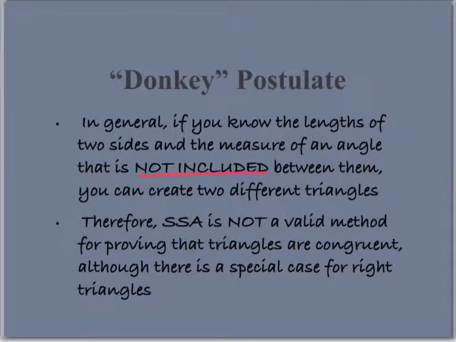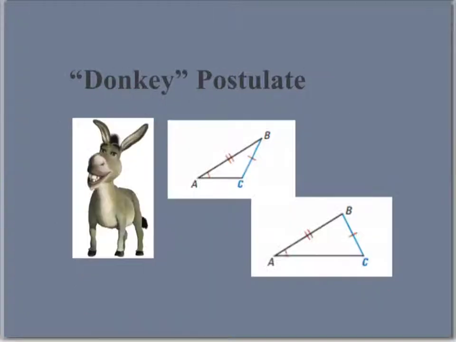Therefore, side-side-angle is not a valid method for proving that triangles are congruent. Although there is a special case, we'll talk about in a little bit, that applies just to right triangles. That's the only time it applies. So generally, it does not work. SSA is a big no-no. Let me show you what I'm talking about. We have two triangles here.